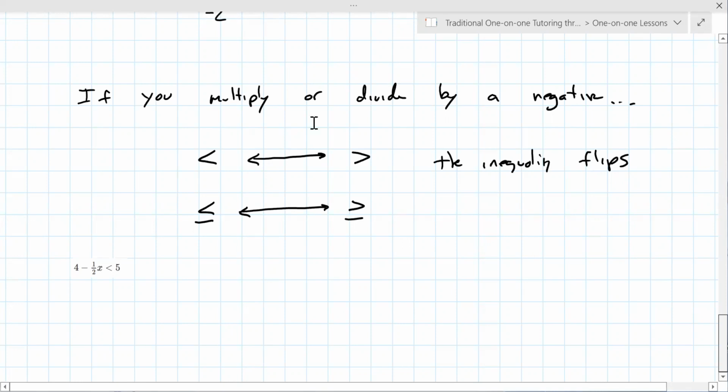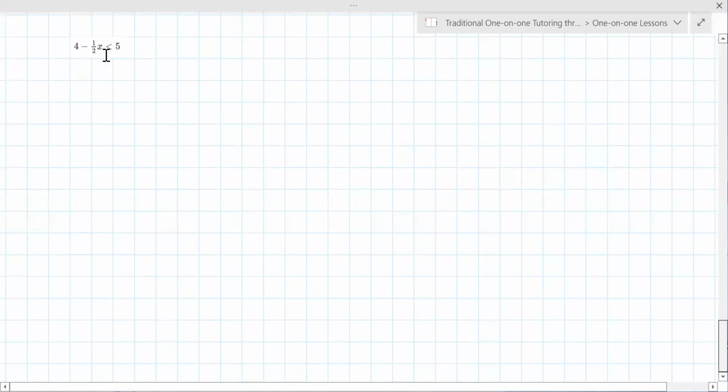Okay, so this is really important to remember. If you multiply or divide by a negative, the inequality flips. But it goes from a less than to a greater than, or less than or equal to a greater than or equal to. There's never a cross mixing of this. So let's see where that comes up in this next question.